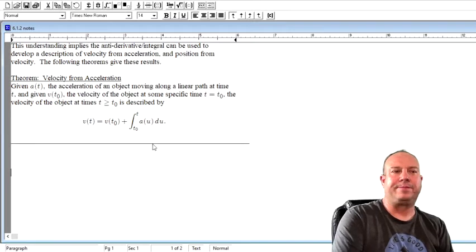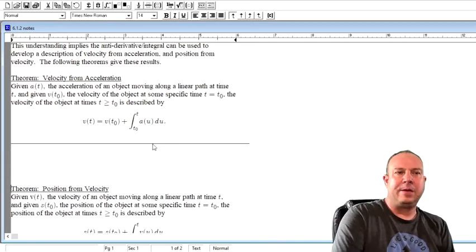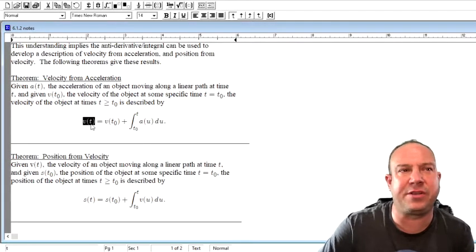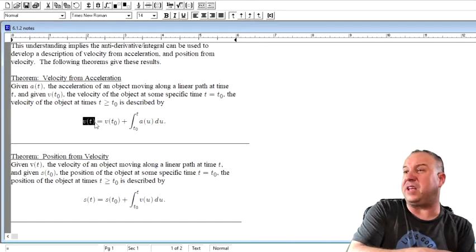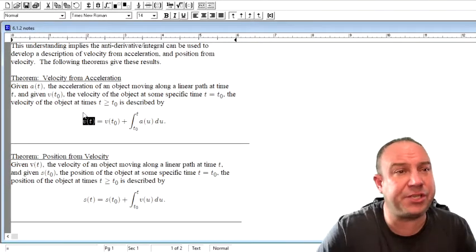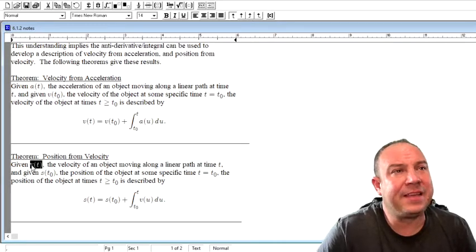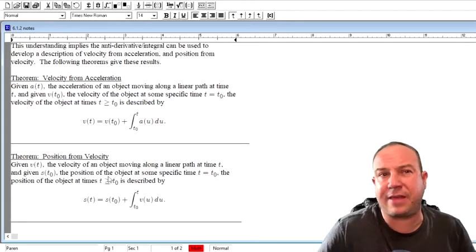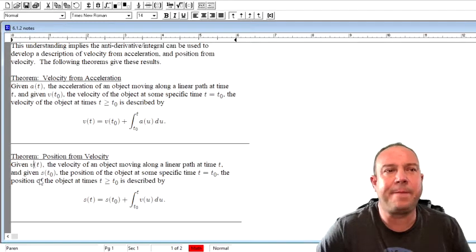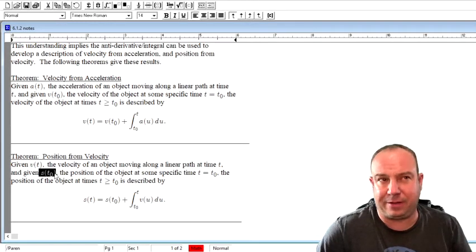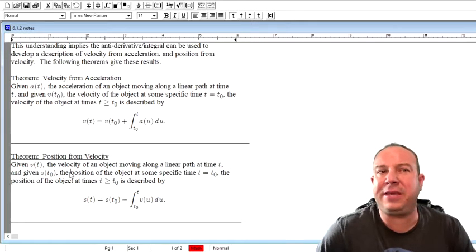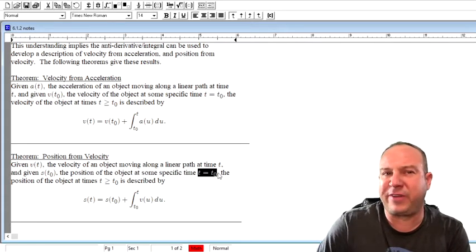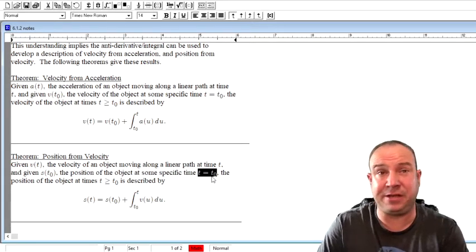There is another theorem. It looks similar, but that's position from velocity. If you can get velocity from acceleration, and once you obtain a description of v of t, you can take that now and integrate again and come up with a description of position. Given v of t, the velocity of an object moving along a linear path at time t, and given s of t null, the position of the object at some very specific moment in time, t equal to t null.